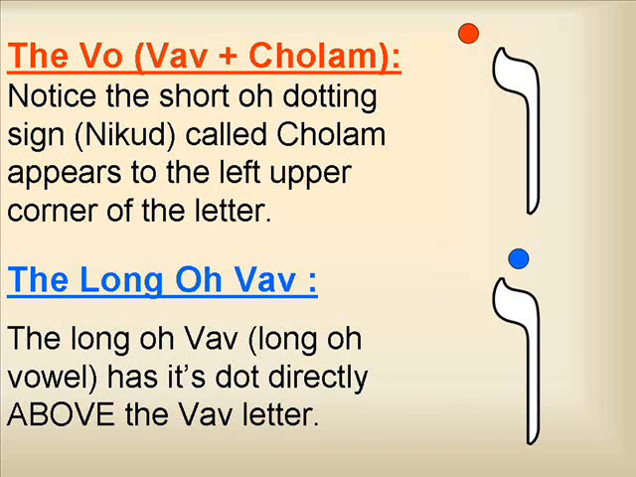Notice in this next slide the differences between vo and o. Let's begin with the vo, vav plus cholam. Notice the short O dotic sign, nikud, called cholam, appears to the left upper corner of the letter. Look at the red dot. Now let's see the long O vav. The long O vav, long O vowel, has its dot directly above the vav letter. Notice the blue dot. Can you see the differences?